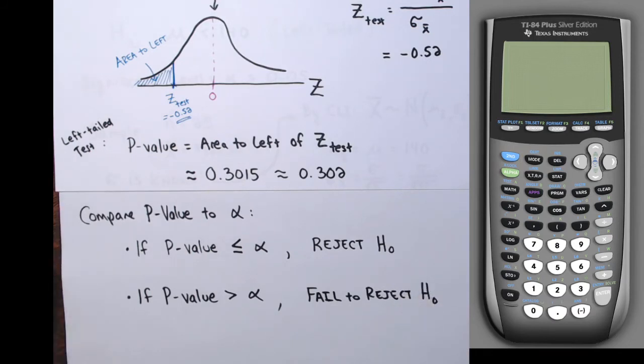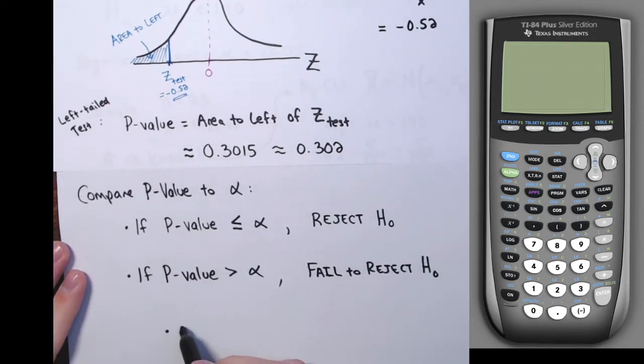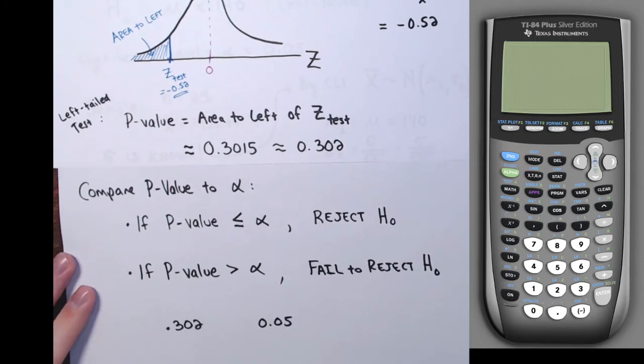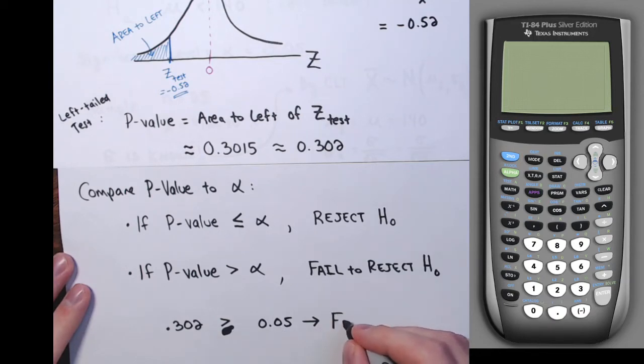So look here, our p-value is 0.302. Alpha was 5%, 0.05. Which inequality does this satisfy? Well, 30% is definitely greater than 5%. I'm sorry, just greater than, we don't need the equal to. It satisfies this second inequality. So we are going to fail to reject the null hypothesis. We're not going to reject the null hypothesis.